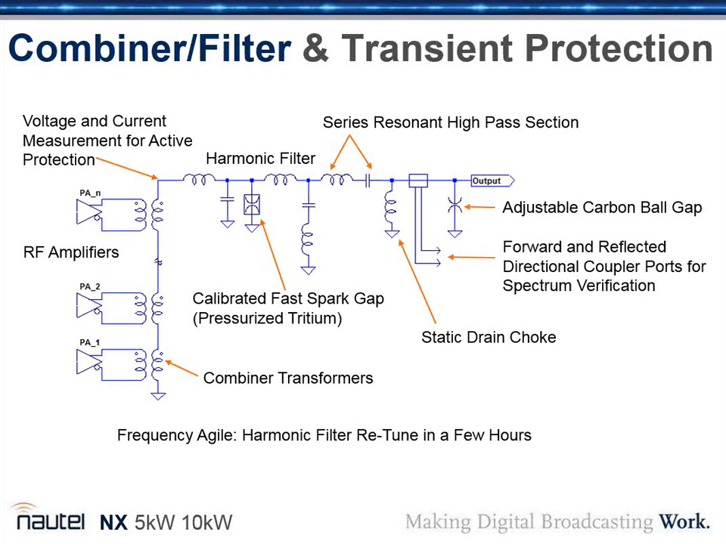Now, what's really cool about that is going back to what we said about the carbon ball gap. The carbon ball gap is capable of a large amount of power dissipation, but it's slow. Then we've got this delay in the middle through the filter, and then we've got a device which is capable of dissipating a smaller amount of power, but it's really fast. Yeah. So those things work in sync, and this means that the system is very well protected.